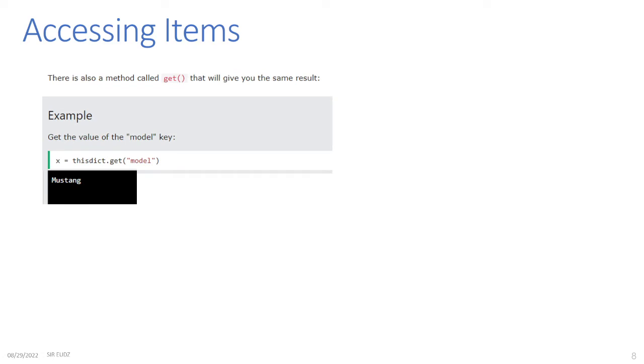Again, accessing items. There's also a method called get that will give you the same result. Get the value of the model key. X is equal to this dot get, and this time we use parentheses with model. So this will also give us, if we print X, Mustang.